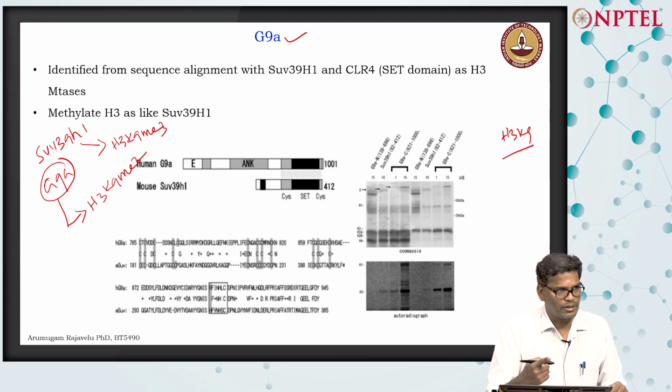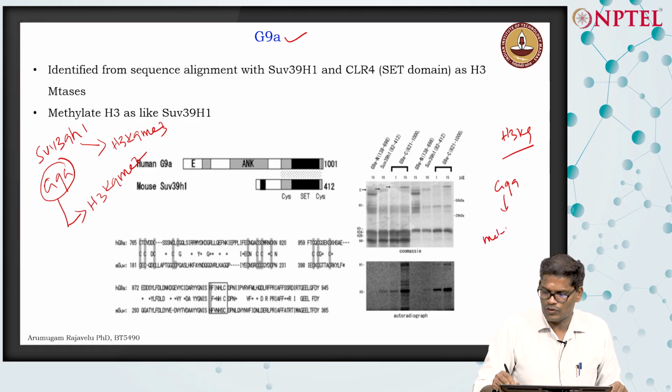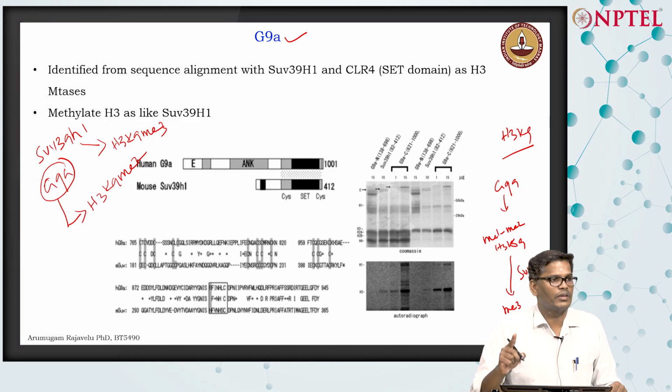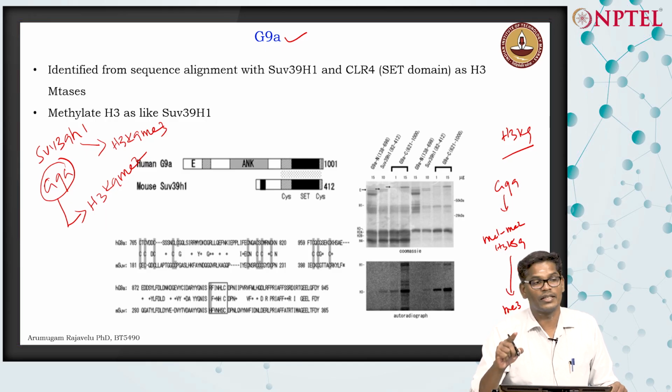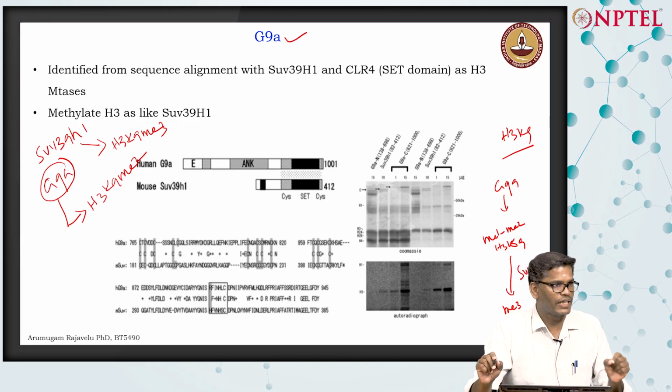It is possible that G9A can introduce Me1 followed by Me2 on the nucleosome at histone 3 lysine 9. Then this can be converted to Me3 by SUV. So SUV39 is the trimethyltransferase. That is why it is highly present on the repressed, heterochromatic regions, because it introduces the trimethylation mark.